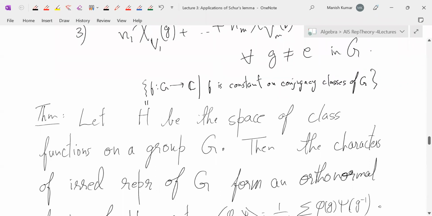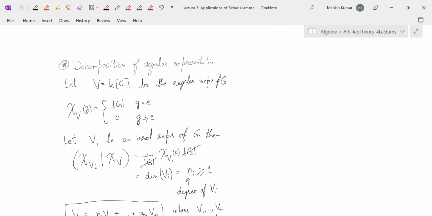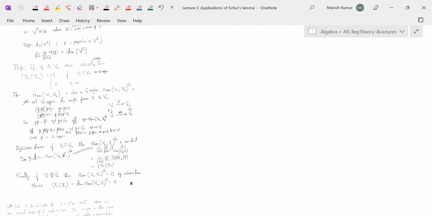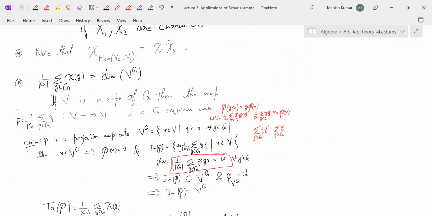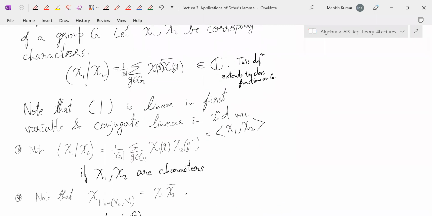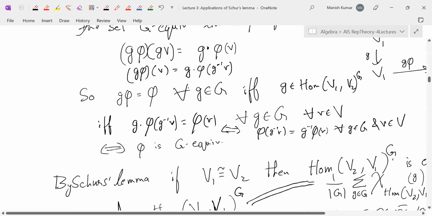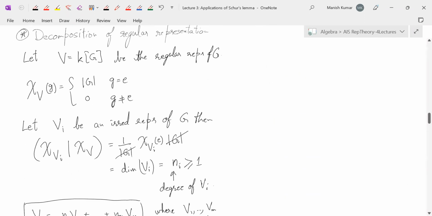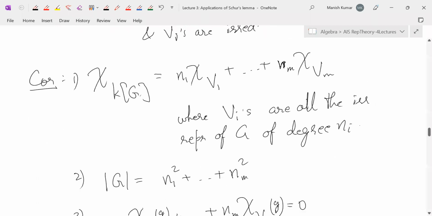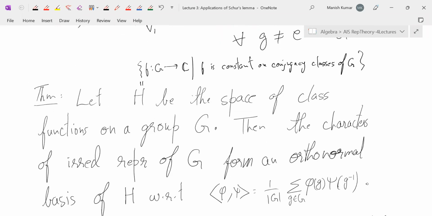We also know that on class functions we have that pairing which we introduced, which I said extends to all class functions. So on H we have this pairing, and with respect to this pairing, these irreducible characters are orthogonal. The previous theorem says that the irreducible characters with respect to this pairing form an orthonormal basis.